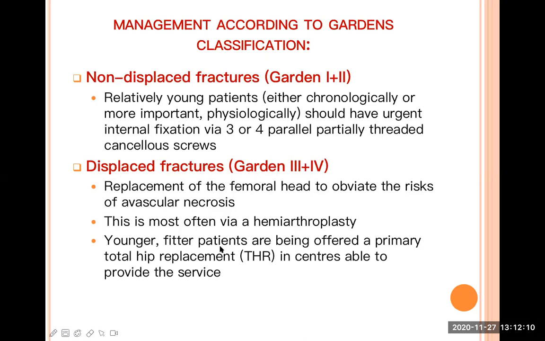In younger, fitter patients, they are being offered a primary total hip replacement in a center able to provide the service. This is very important knowledge. Not only in the damaged joint, but in the younger and fitter patient also, we go for total hip replacement right in the beginning. But a particular orthopedic center should be able to do it without any complication, because total hip replacement is a big type of surgery and there should be proper expertise there.